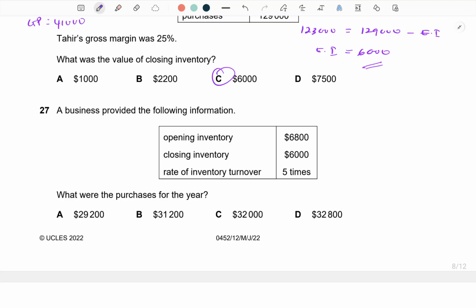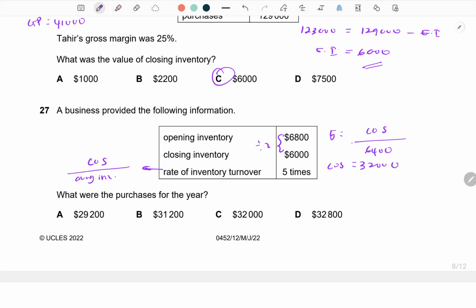Okay, 27. The business provide the following information. What were the purchase for the year? Rate of inventory turnover. What is the formula for rate of inventory turnover? So the formula is cost of sale divided by average inventory. How to find average inventory? Beginning inventory plus closing inventory, you divide by 2. So we want to find cost of sale basically here. We have the rate of inventory turnover is 5. Average inventory, opening and closing, divide by 2. 6,800 plus 6,000, divide 2. So 6,400. So cost of sale you get 6,400 multiply 5.